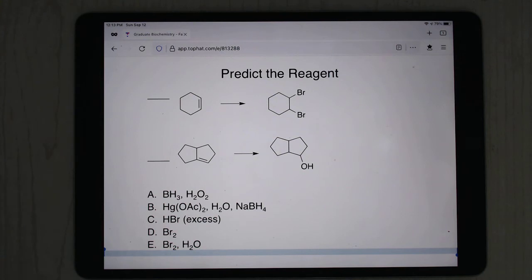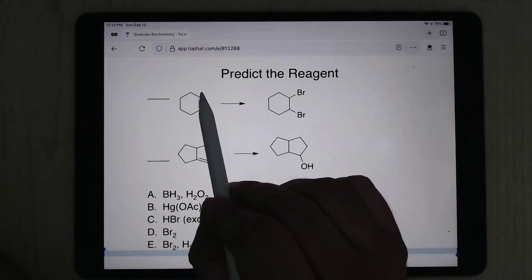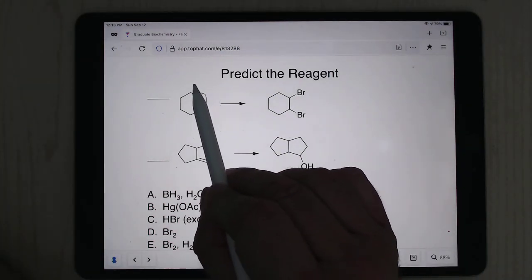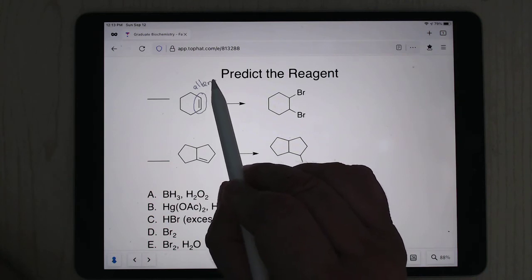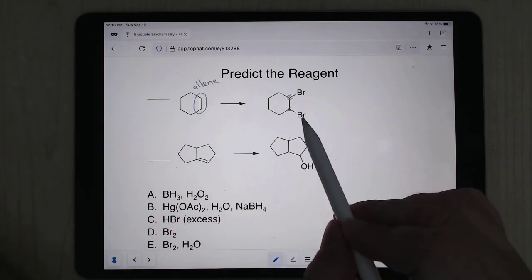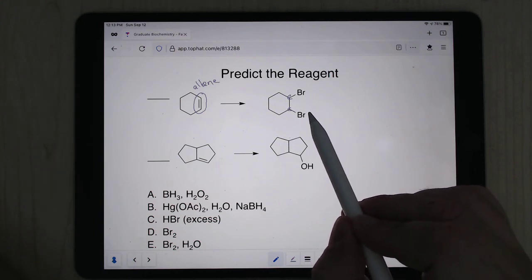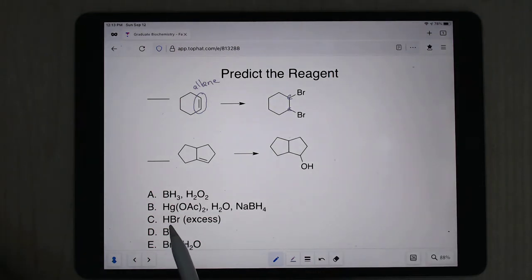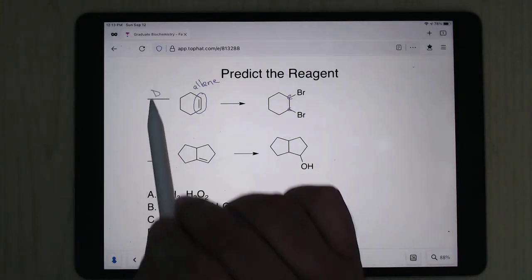Now we are going to have a predict the reagent. So you can say, okay, we've got an alkene. Here's where the alkene used to be. We're going to add Br to it. So HBr isn't really going to do anything, because we need to add Br on both sides. So what does that do? Well, we're going to need reagent D.